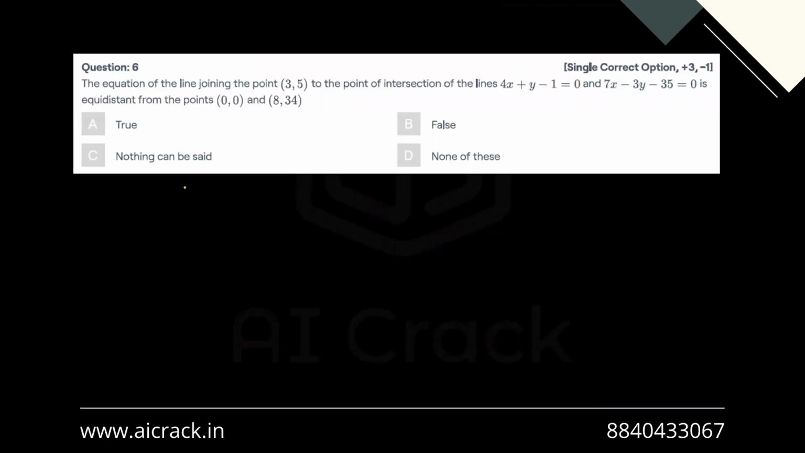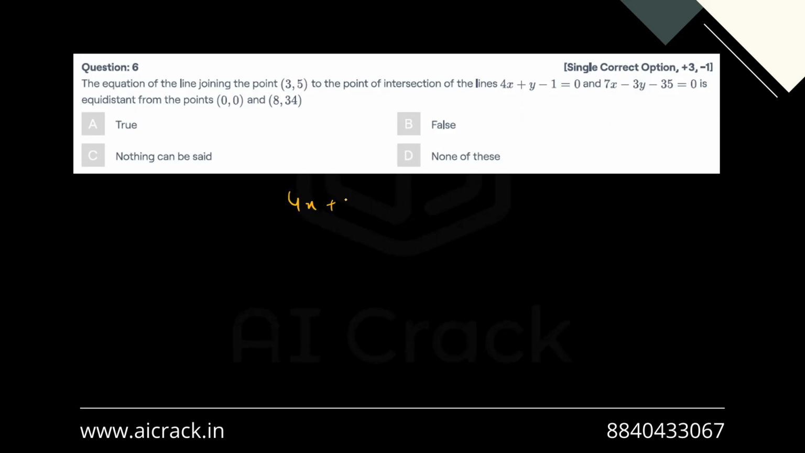Now let's look at question number 6. The equation of the line joining the point (3, 5) to the point of intersection of the lines 4x + y - 1 = 0 and 7x - 3y - 35 = 0, and this line is equidistant from the points (0, 0) and (8, 34). Okay. So we have these two lines. So we have to first find out the point of intersection of these two lines.